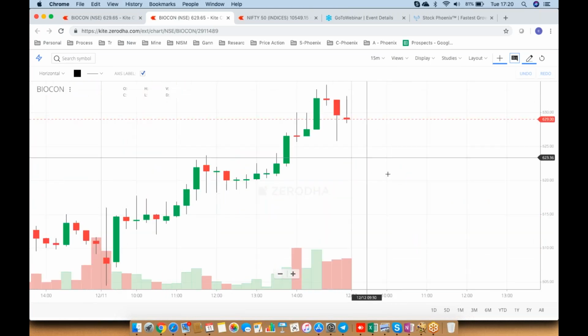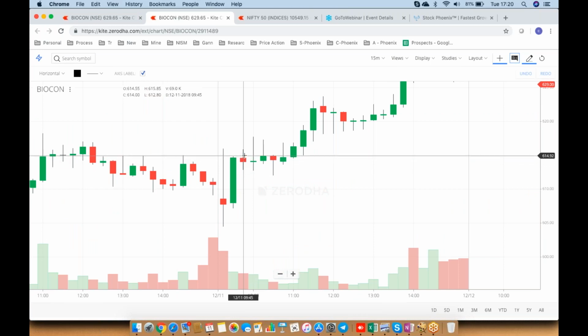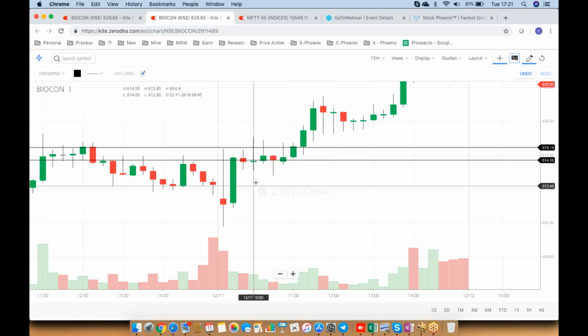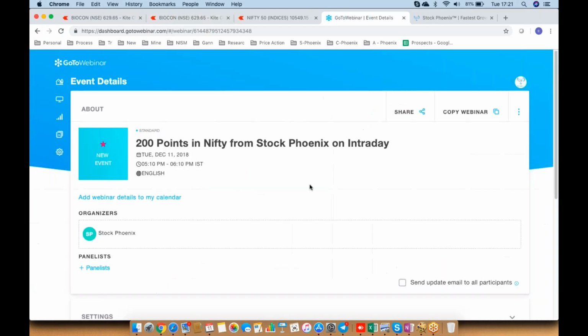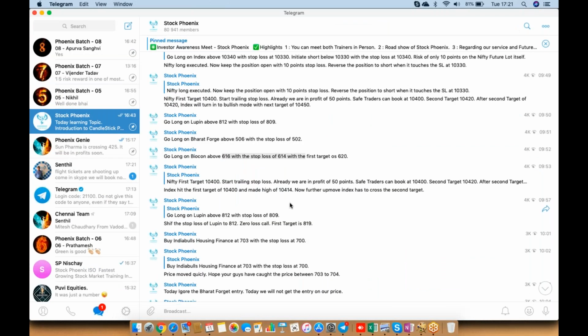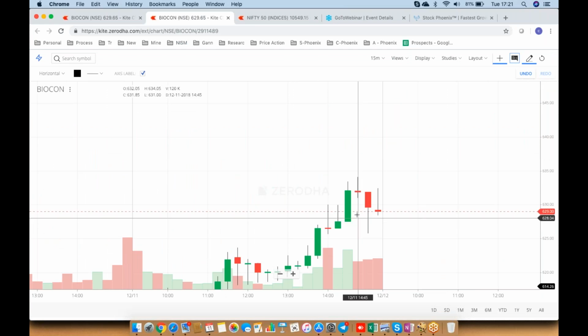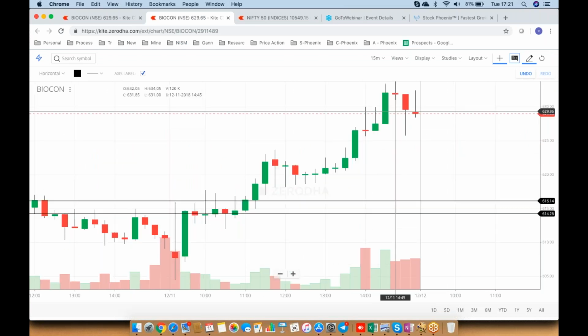So entry was around 616, with a stop loss of 614. This candle hit the stop loss and we exited. Then here it went non-stop up to 634, a good amount of profit in Biocon. Of course, we didn't monitor it and exited. We could have booked it.